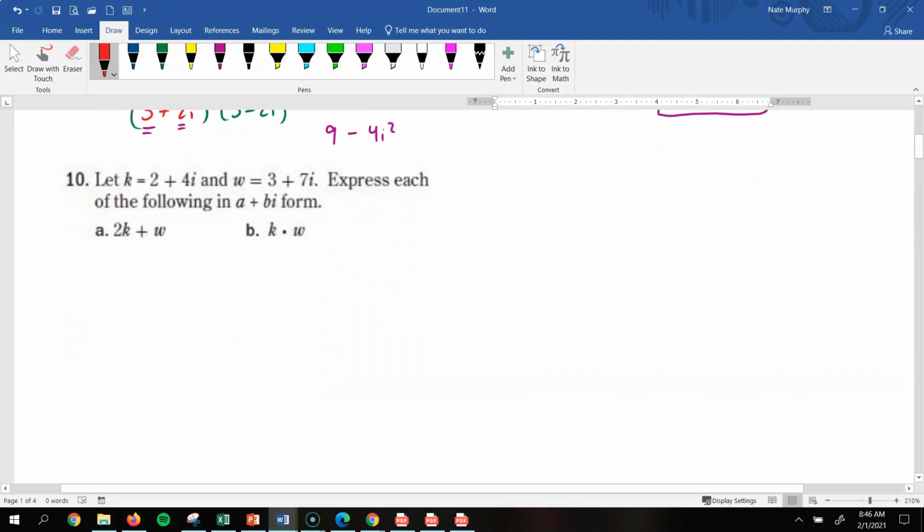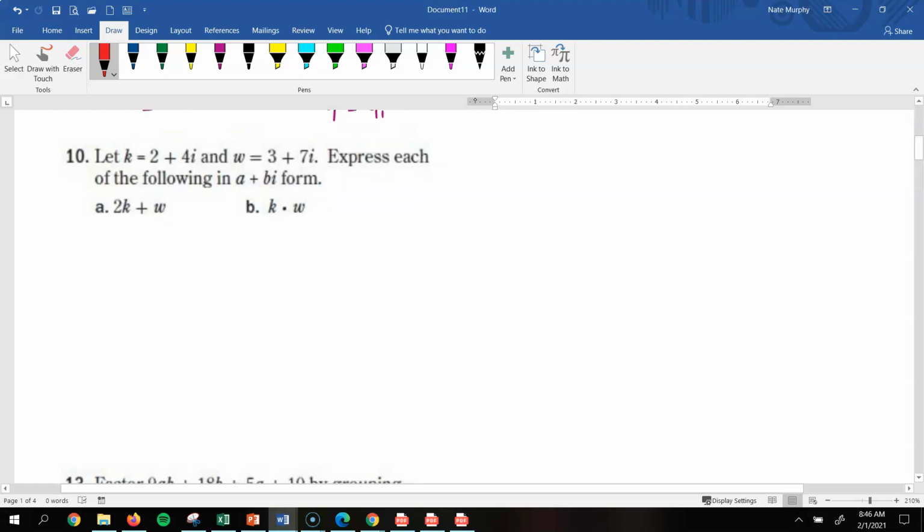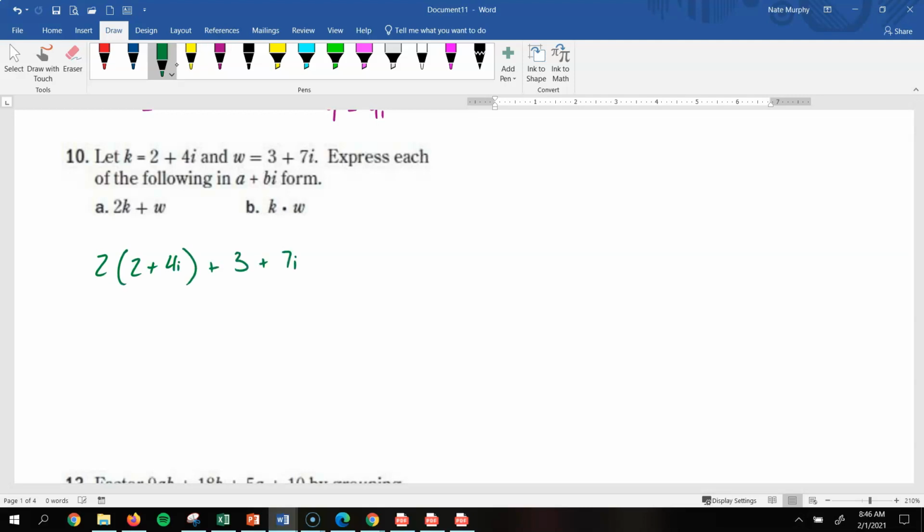All right, let's look at number 10. Number 10, it says k is 2 plus 4i and w is 3 plus 7i. We're going to find each of the following. So first off, we want to take 2 times k plus w. So we would have 2 times what k is, which is 2 plus 4i, plus what w is, which is 3 plus 7i. Well, I'm going to start by distributing the 2 through. So we would have 2 times 2 is 4, plus 2 times 4i is 8i. So we'd have 4 plus 8i, plus 3 plus 7i.